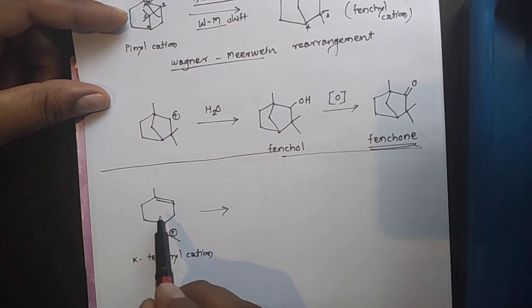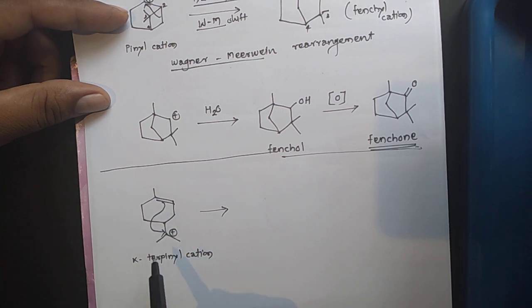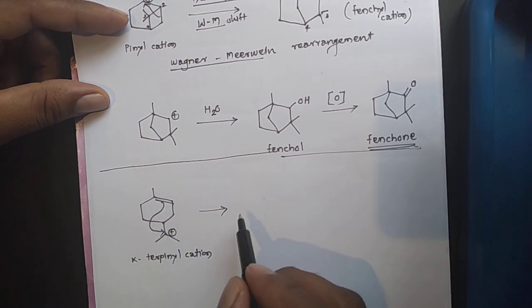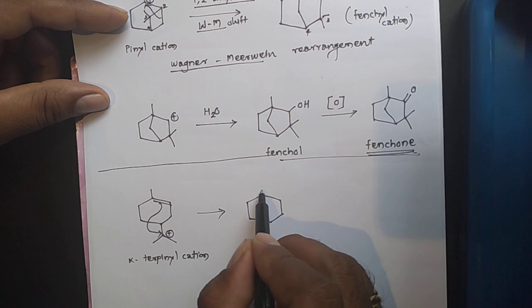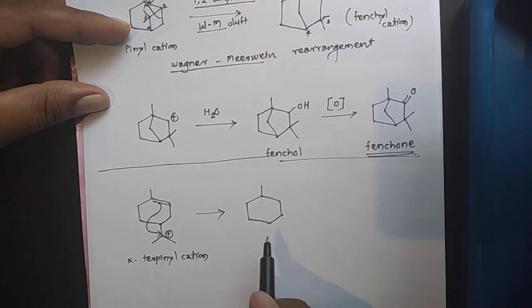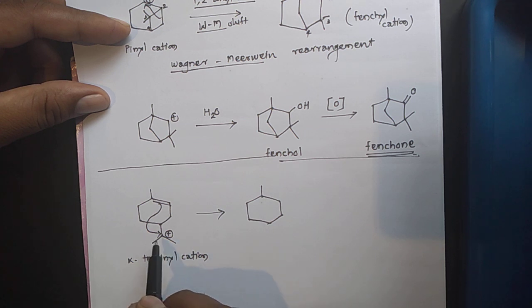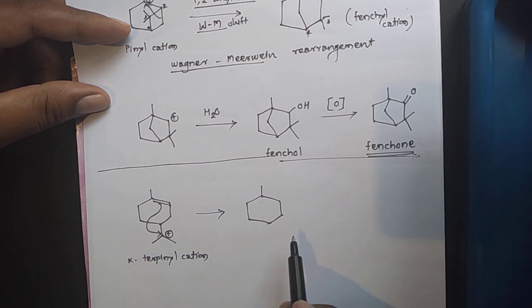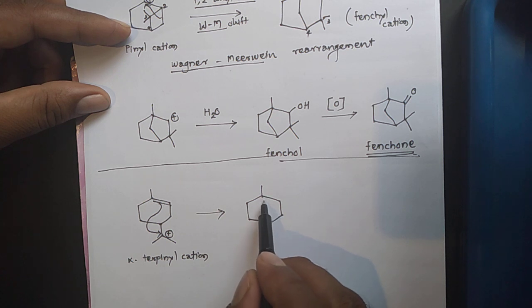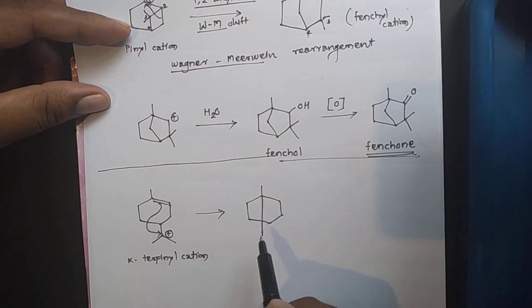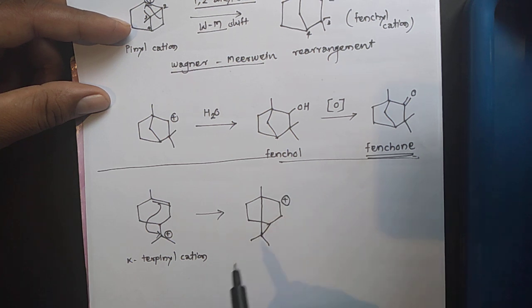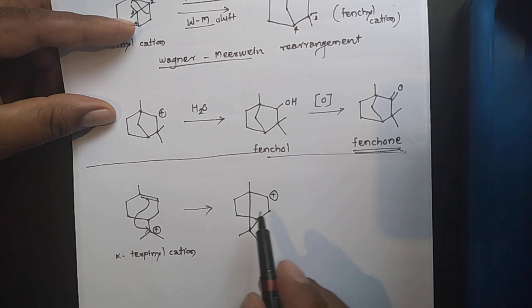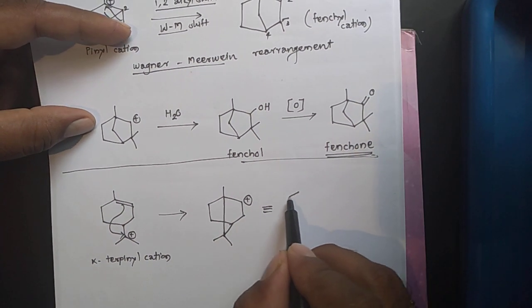There is a shifting of this bond towards here. So how do I have to write it? Let's see. This bond goes directly from here to there, like this. And the positive charge will shift here, right?